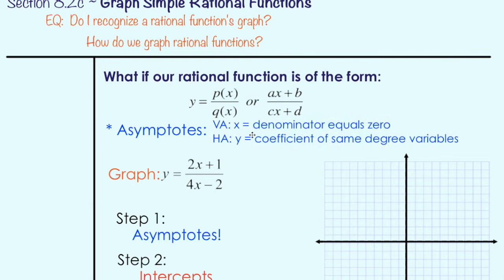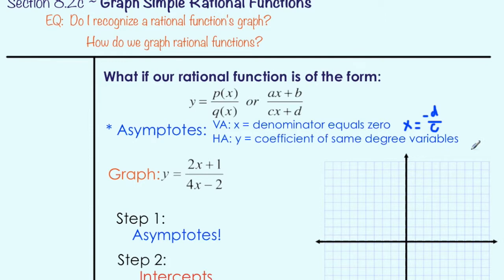So your vertical asymptote will be wherever your denominator equals 0. So you'd be solving for, in this case, this cx plus d, you'd be solving for x. So for that example, your vertical asymptote would be at x equals -d over c.